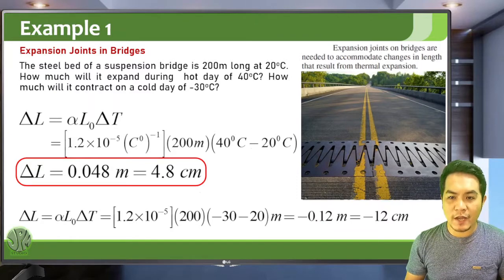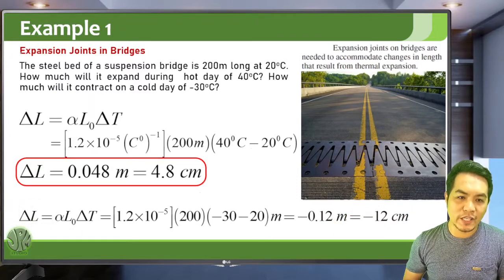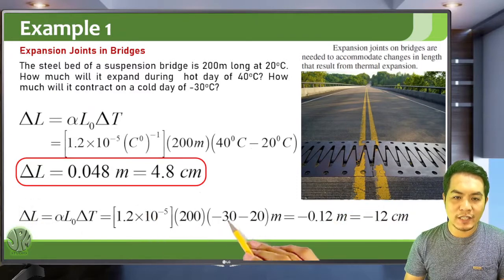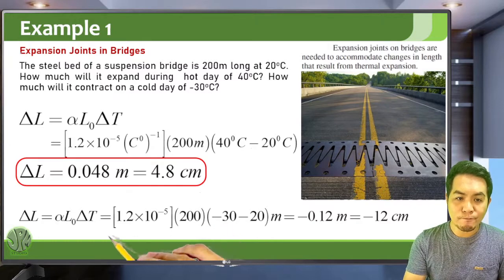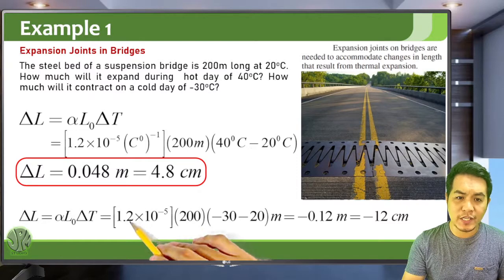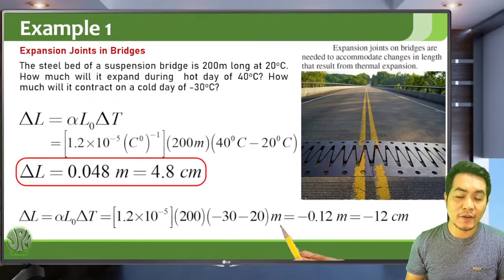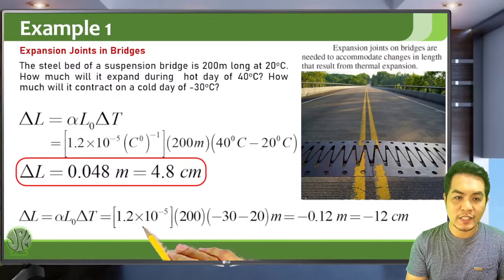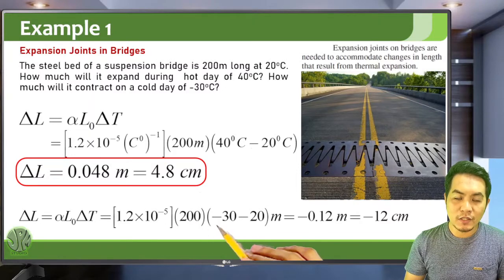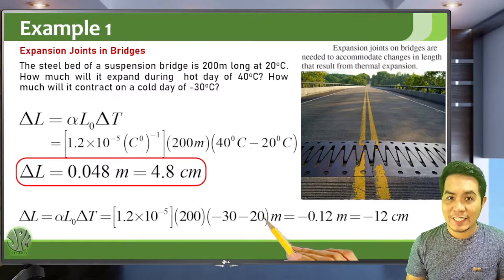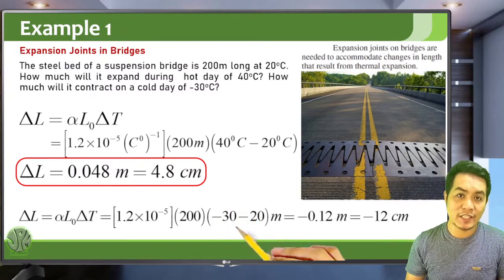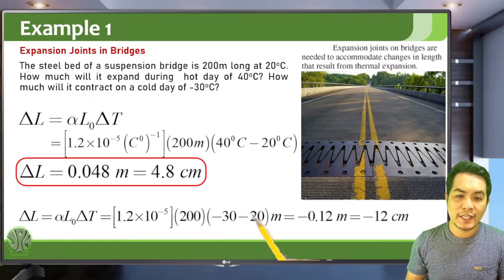Similarly, you use the same equation for the cold day. The only difference is that the final temperature, since it's a cold day, is negative 30 degrees Celsius. During the substitution part in your solution, you can just omit the units as long as you write the final units. The unit here is Celsius degree inverse, and it will cancel out the unit of negative 30 minus 20 degrees Celsius, which is Celsius degree. So the final unit is in meters.